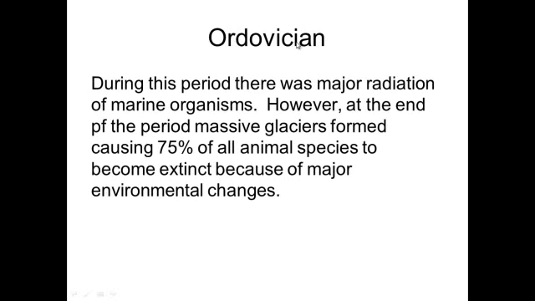That led to the next major period called the Ordovician period. We have a rapid development specifically in the marine organisms. We don't have any life on land yet. There were massive glaciers, and at the end of this Ordovician period, there was a major extinction. 75% of all the animal species went extinct because of major environmental changes.